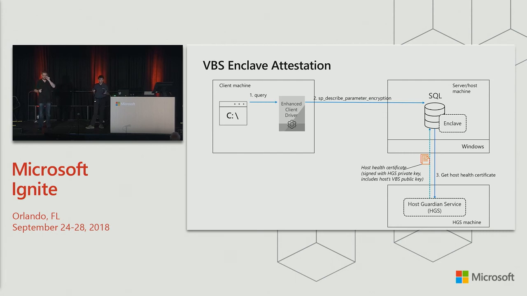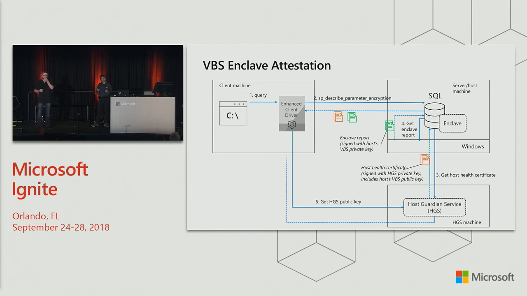So the SQL got the host health certificate at this point, which was signed by HGS, Host Guardian Service. The next thing it does, it calls a local Windows API to get what is called an enclave report. And an enclave report contains a bunch of information about the enclave itself and what's in it. What is the DLL or code that is running inside the enclave. And now this information is provided back to the SQL client as a proof. So what follows is the client's verification of that proof.